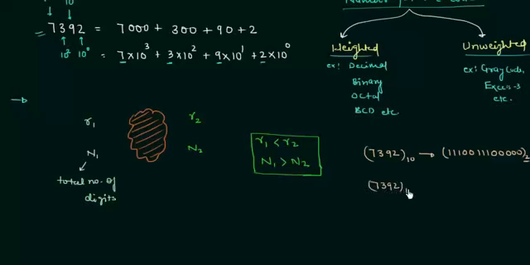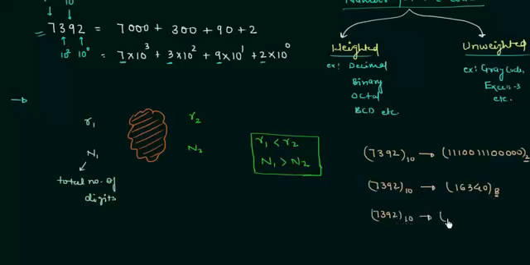If I represent the same quantity 7392 in octal, then I will have 16340. This is in octal. We definitely have reduced the digits as compared to the binary number system, but we still have more digits than the decimal number system. In decimal we are having 4 digits, and in octal we have 5 digits, because in octal number system the base is 8 and still 8 is smaller than 10.